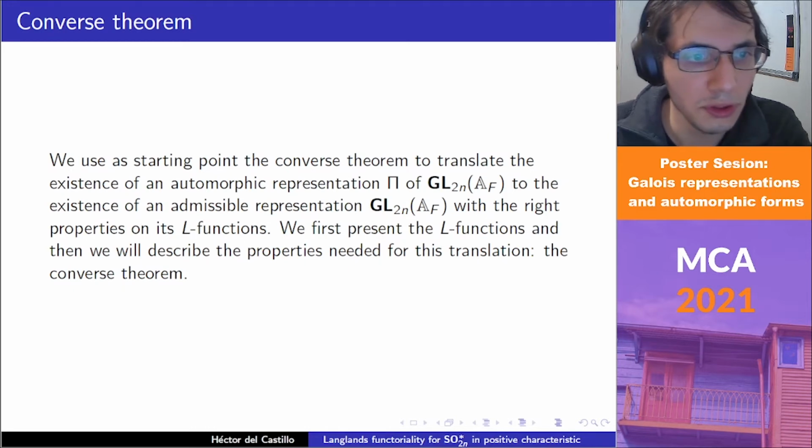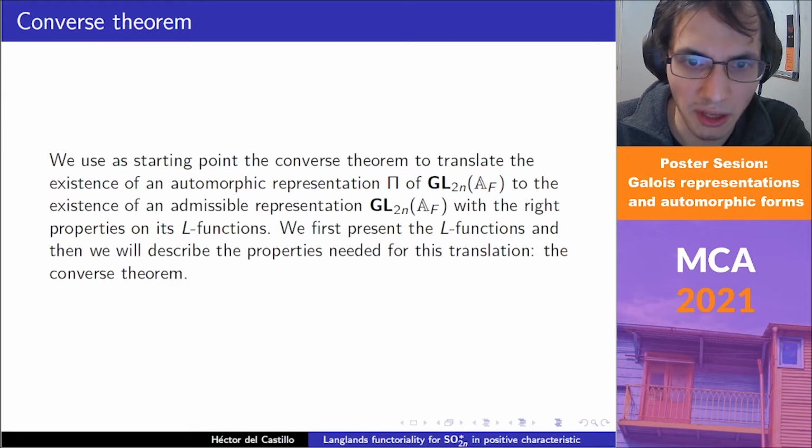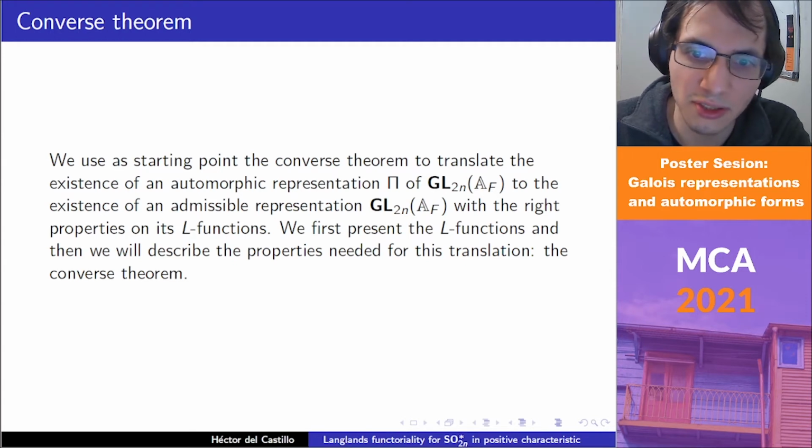As them, we use as a starting point the converse theorem to translate the existence of an automorphic representation big pi of GL2n AF to the existence of an admissible representation of GL2n AF with the right properties on its L functions. So now we first present the L function, and then we will describe the properties needed for this translation, the converse theorem.